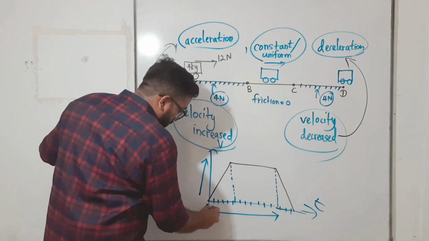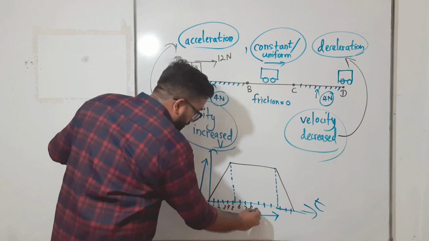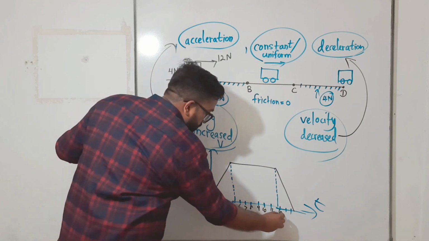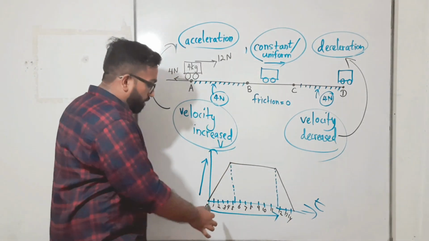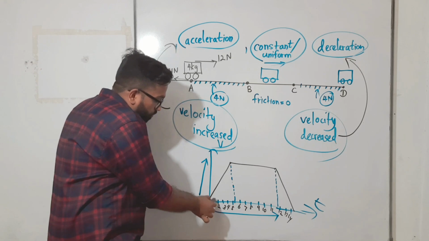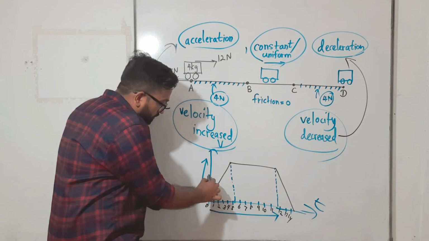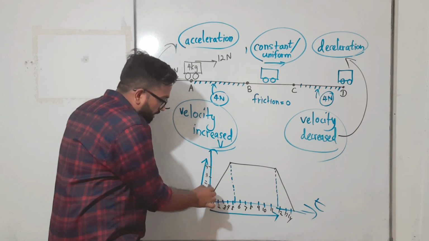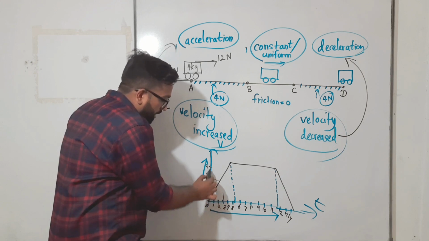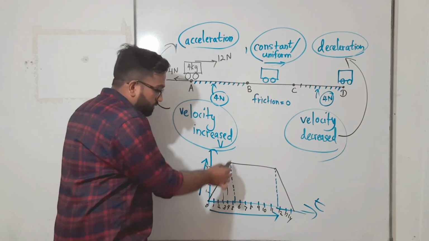Now 0, 1, 2, 3, 4, 5, 6, 7, 8, 9, 10, 11, 12, 13, 14, like that. Now I'm drawing the little sketch here. What happens? When the time is 1 second, you can tell the velocity is also 1. At 2, velocity is 2; at 3, velocity is 3; at 4, velocity is 4. Like that, by plotting these points, we have drawn this graph.